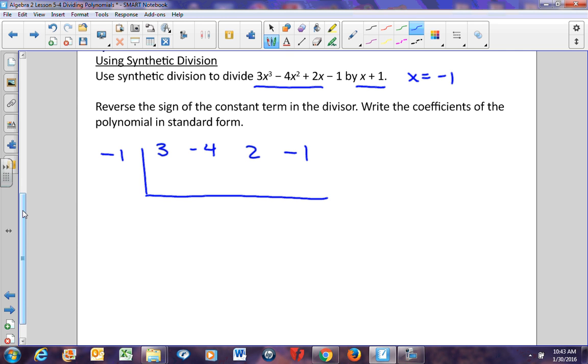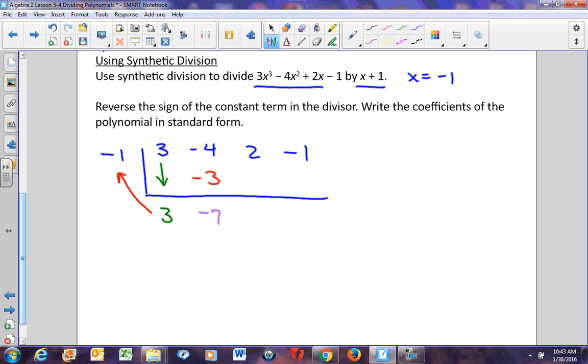The first step you always do is bring down the first number. This number always gets brought down first. You bring it straight down. Then you multiply this number by your divisor. So 3 times negative 1 is negative 3. It goes underneath the next one. Then you add. Negative 4 plus negative 3 is negative 7.